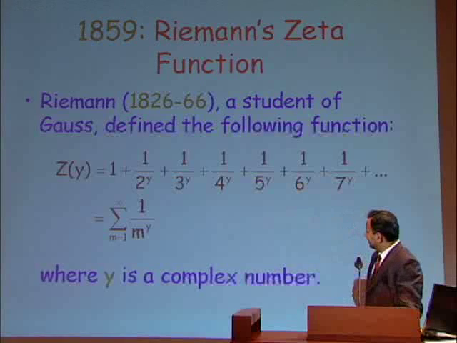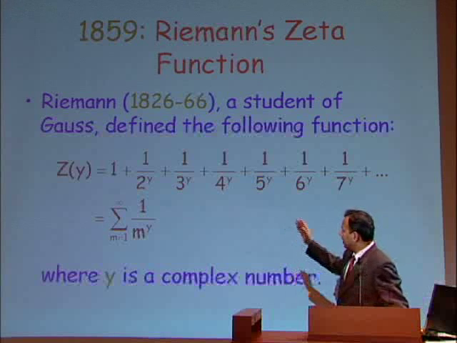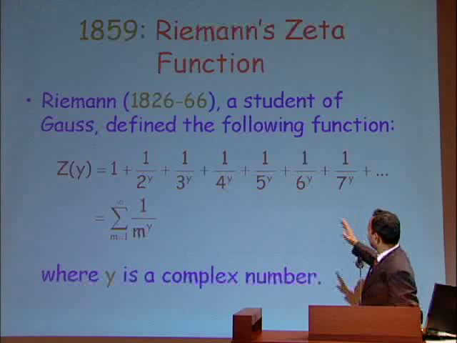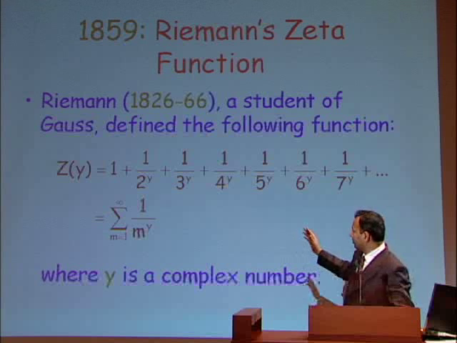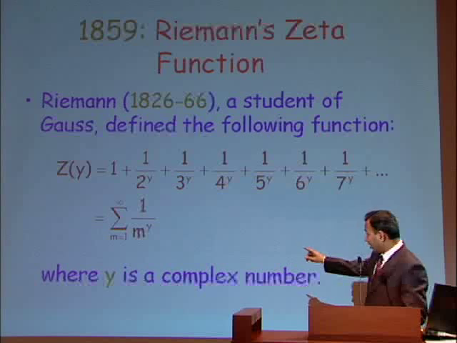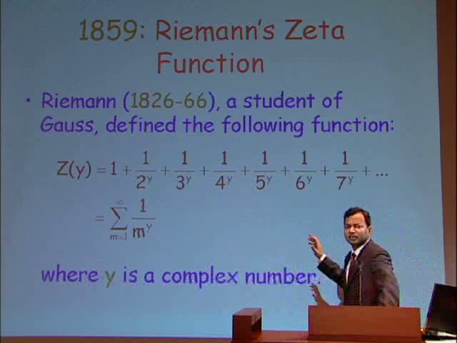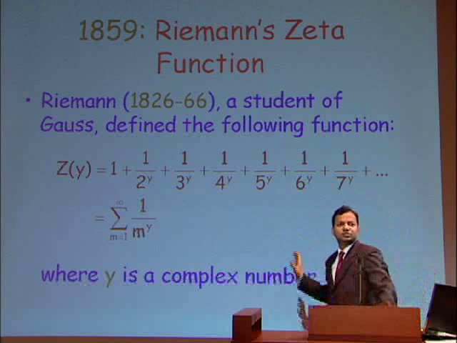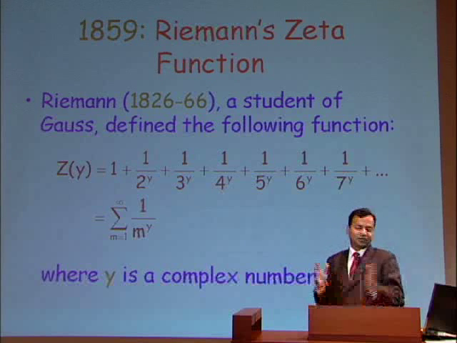Now, zeta function has a very simple definition. Zeta of y is 1 plus 1 over 2 to the y plus 1 over 3 to the y plus 1 over 4 to the y, extended to infinity. In other words, it's the sum of 1 over m to the y, where m goes from 1 to infinity. And y is a complex variable here. Such a sequence was considered earlier also by Euler, but he only looked at y as a real number. So it was Riemann who was inspired to look at y as a complex number.